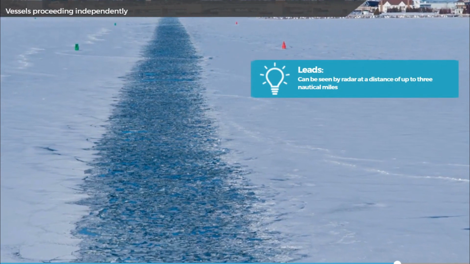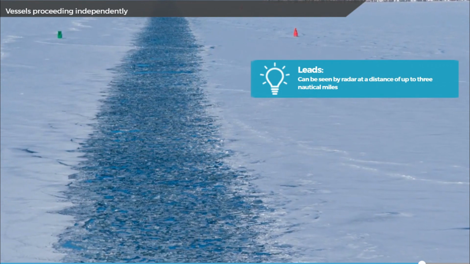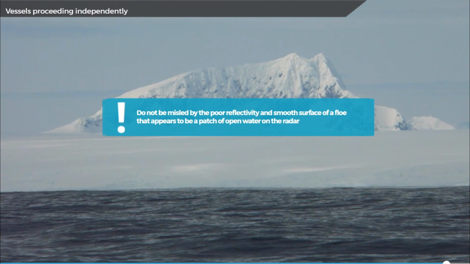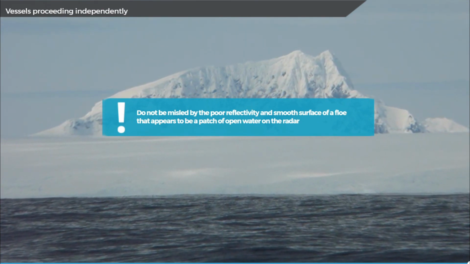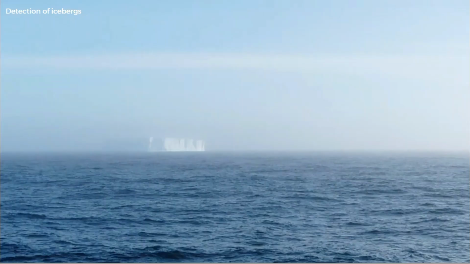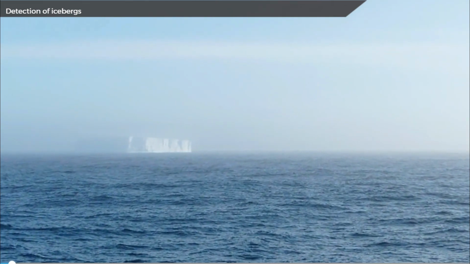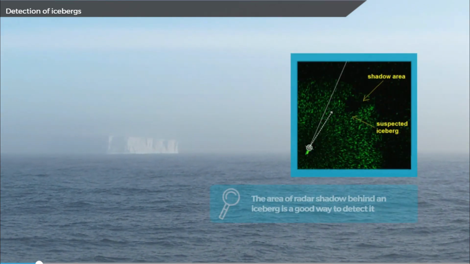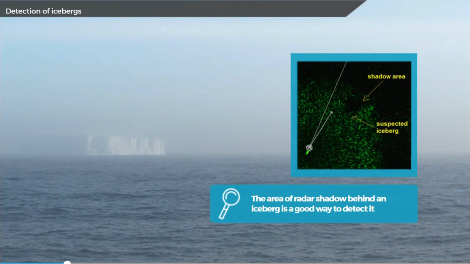Along an ice edge, leads, which are open or frozen channels in ice, can be seen by radar at a distance of up to 3 nautical miles. Do not be misled by the poor reflectivity and smooth surface of a floe that appears to be a patch of open water on the radar. Icebergs normally have a high freeboard and are easy to detect visually. Depending on its aspect, ice can be a poor reflector, so the area of radar shadow behind an iceberg is a good way to detect its presence.